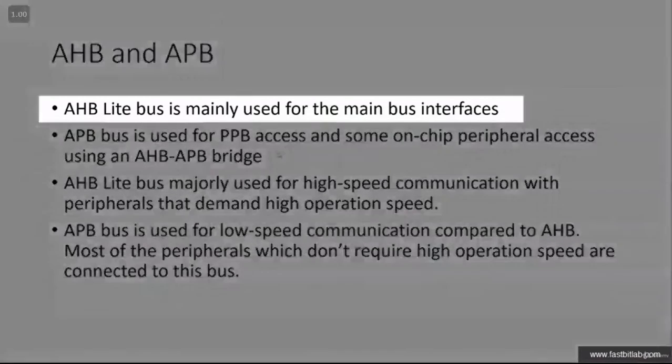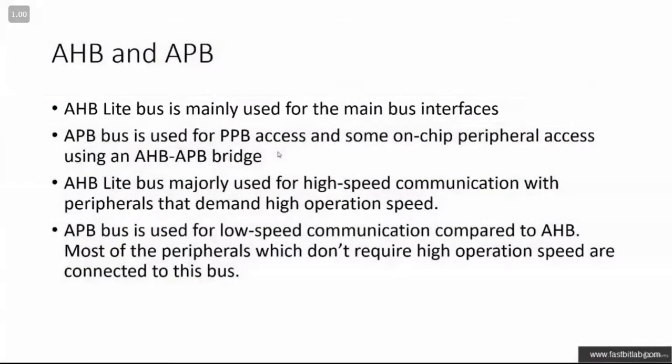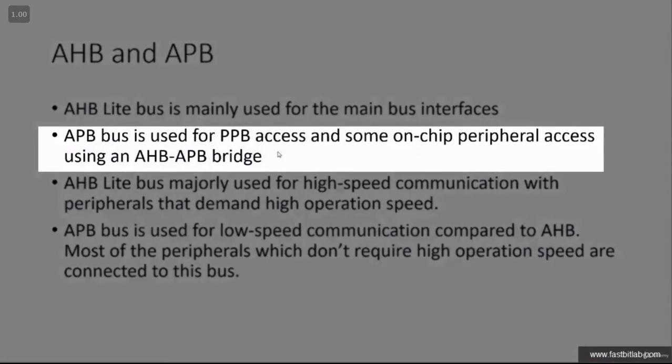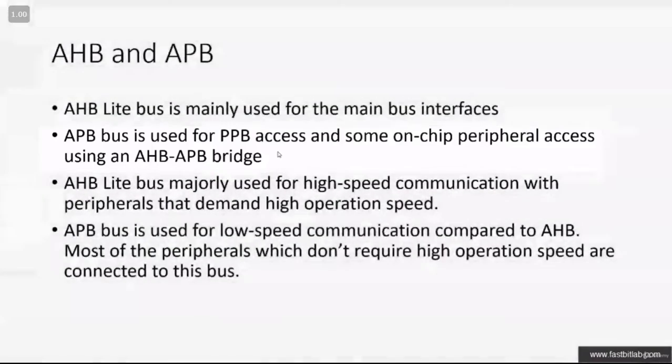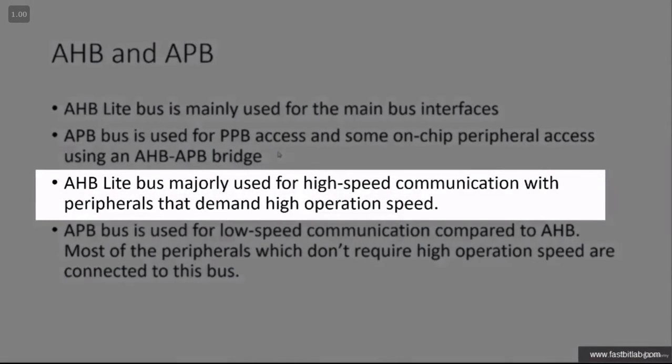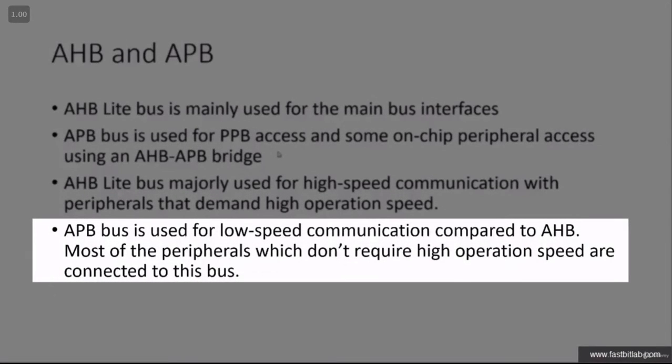AHB Lite bus is mainly used for the main bus interfaces on the microcontroller. APB bus is used for private peripheral access and for some on-chip peripheral access using a bridge called AHB to APB bridge. AHB Lite bus is majorly used for high-speed communication with peripherals that demand high-speed operation. APB bus is used for low-speed communication compared to AHB, and most of the peripherals which don't require high operation speed are connected to this bus.